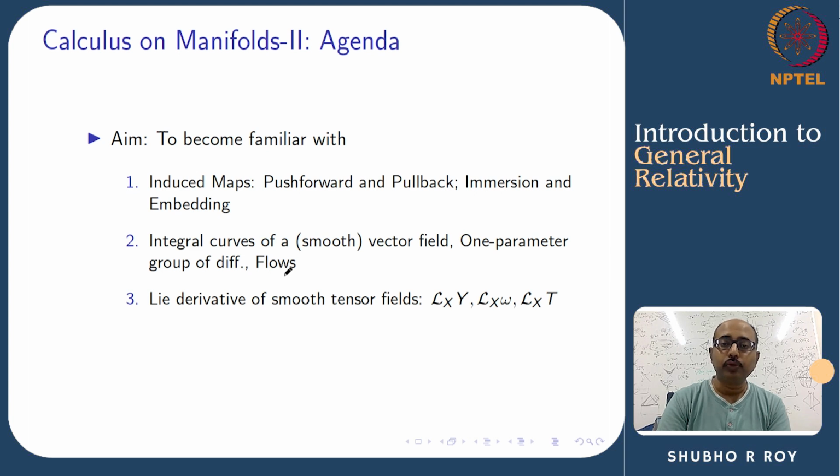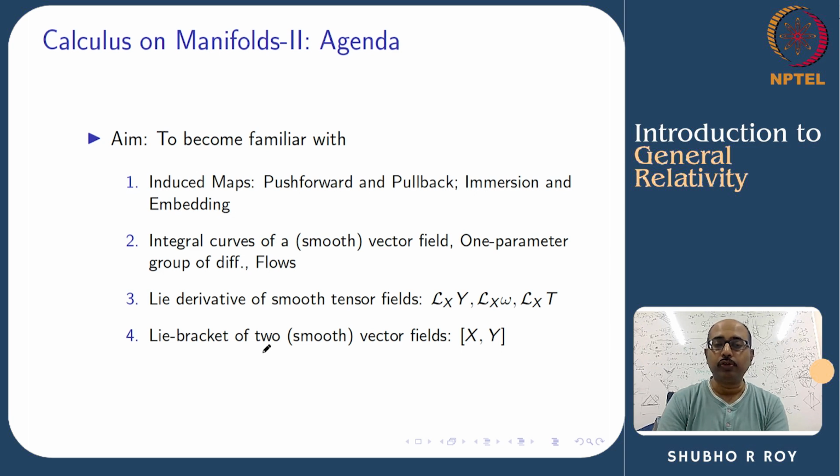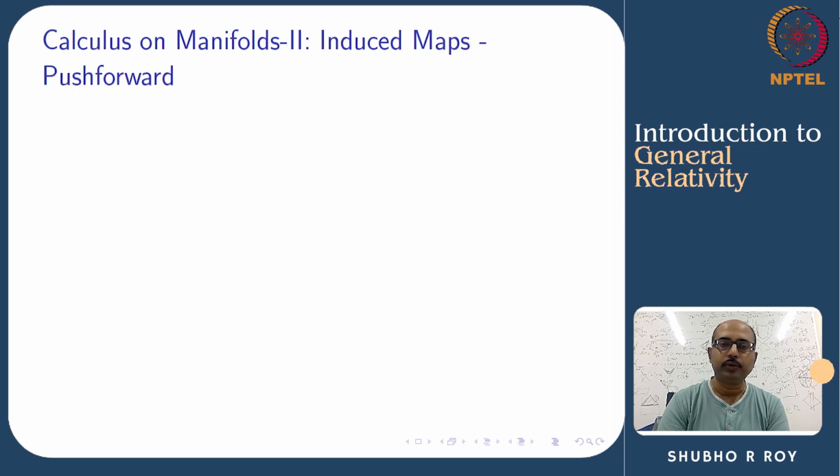Once we get to flows, this will lead us naturally to the notion of a Lie derivative of smooth tensor fields with respect to a vector field. As you can see, L sub X of Y means you're supposed to take the Lie derivative of the vector field Y with respect to the vector field X. So we will define these quantities. And finally, we will look at the notion of a Lie bracket, which is an operation involving two smooth vector fields, denoted by this bracket with the arguments X and Y. Okay, and we will conclude our lecture here.